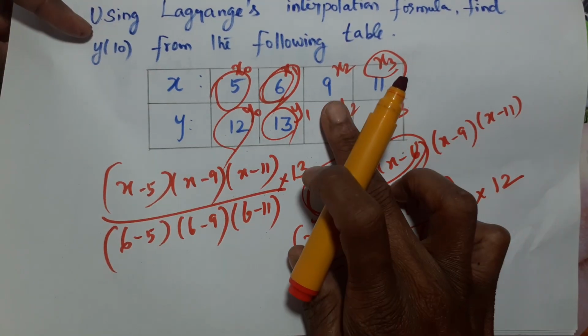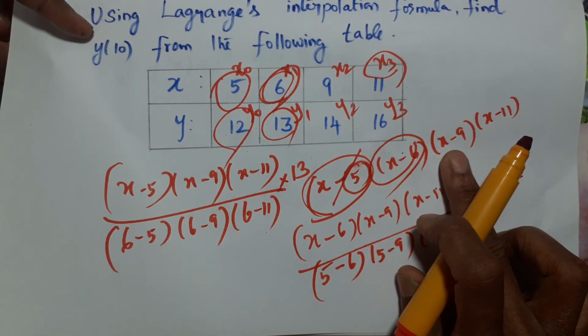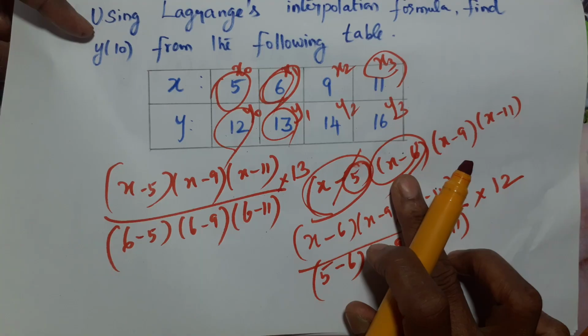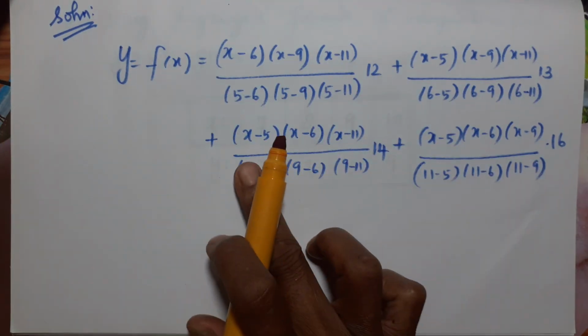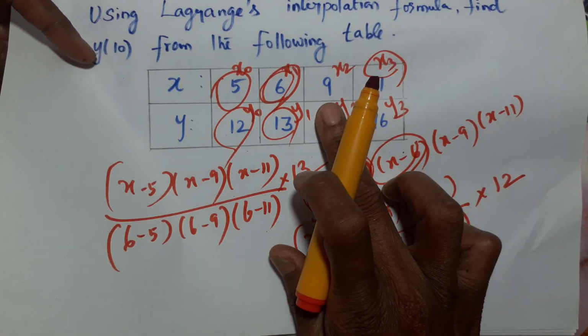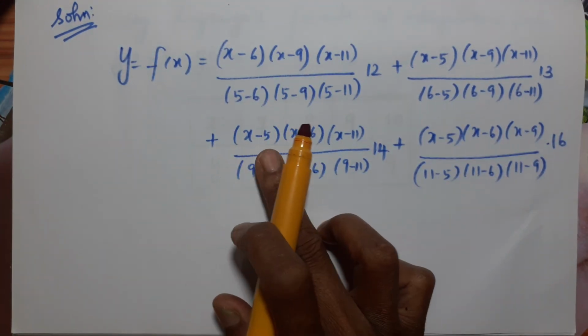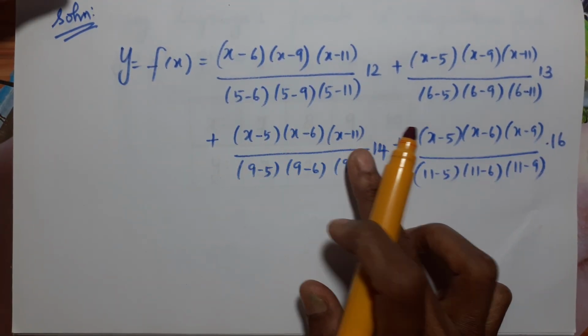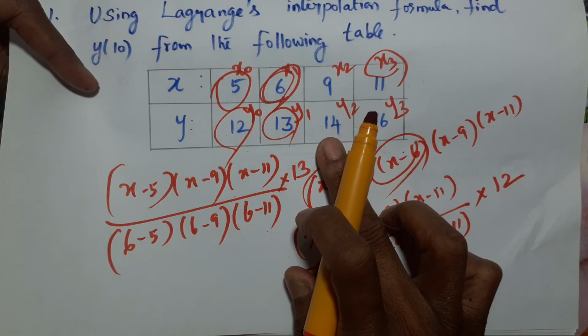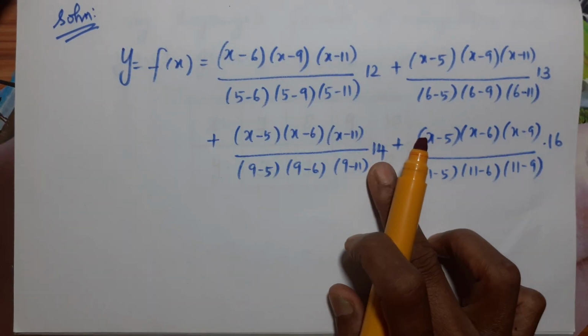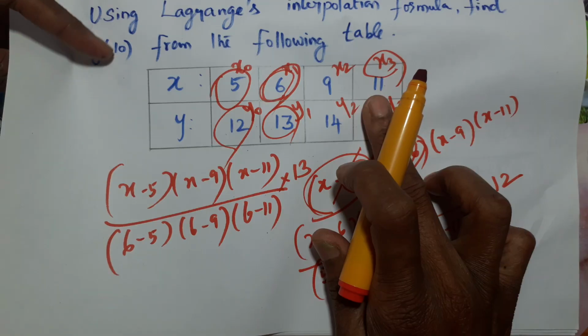So the first term into 12, the second term into 13. Now come to the third term. For the third term, we have to leave this factor. So x minus 5, x minus 6, x minus 11 in the numerator. And which one did we leave? 9 we left. So 9 minus 5, 9 minus 6, 9 minus 11 into the respective y value, which is 14, into 14. Come to the last term.